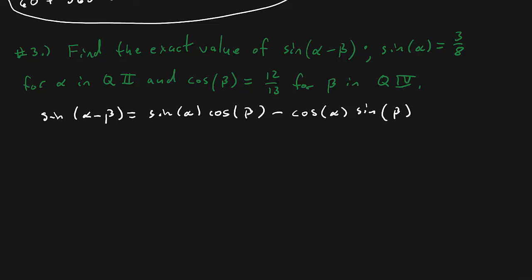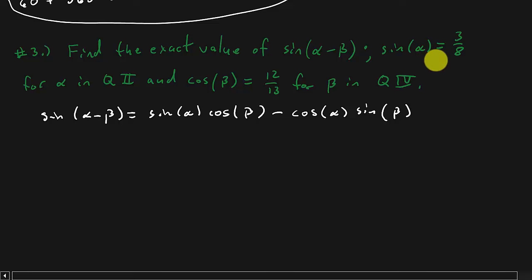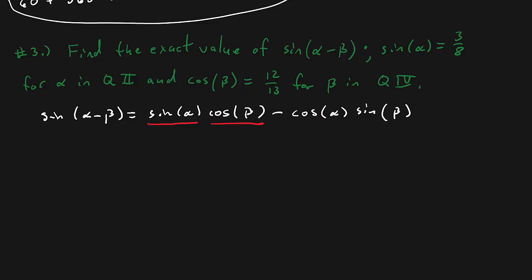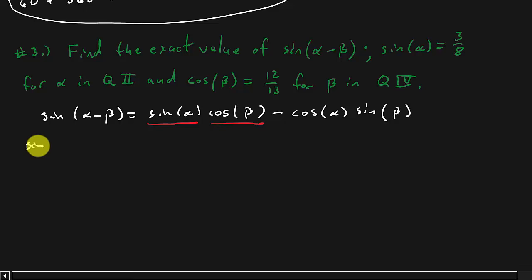But notice here that sine alpha, they gave us that, and they gave us cosine beta. So we've got to find cosine alpha and sine beta. Well, let's do that. So we've got sine squared alpha plus cosine squared alpha equals 1.